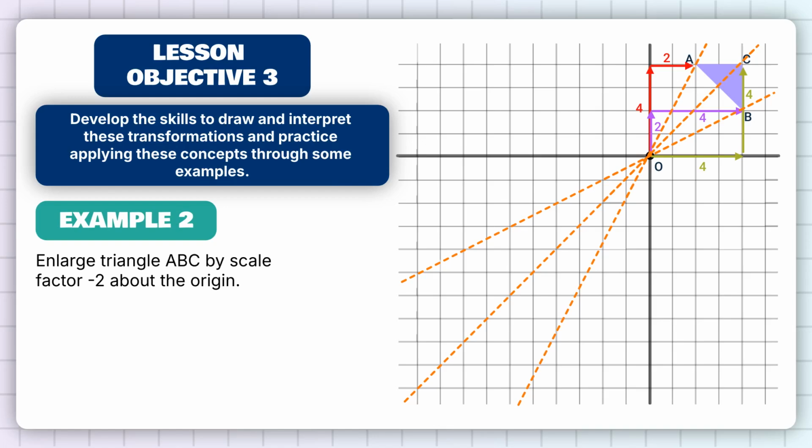Recall that our scale factor is -2. For A prime, we go 8 units below and 4 units to the left from O. For B prime, we go 4 units below and 8 units to the left from O. For C prime, we go 8 units below and 8 units to the left from O. Finally, connect points A prime, B prime, and C prime to form the enlarged triangle.